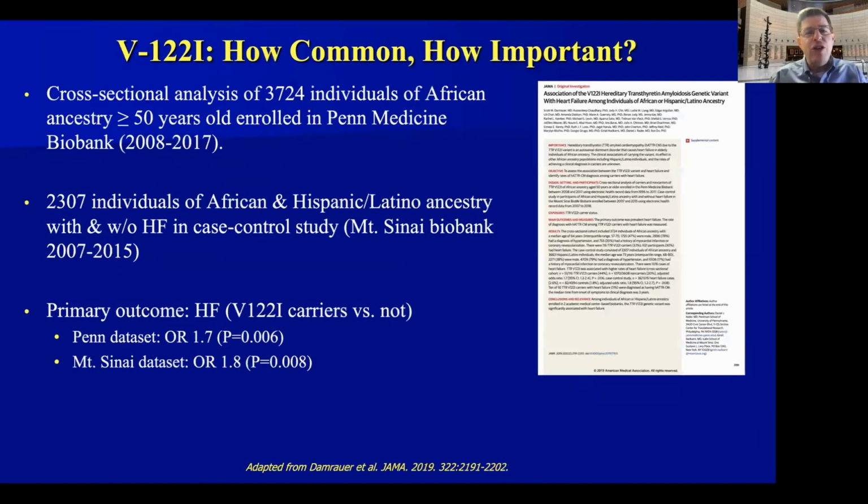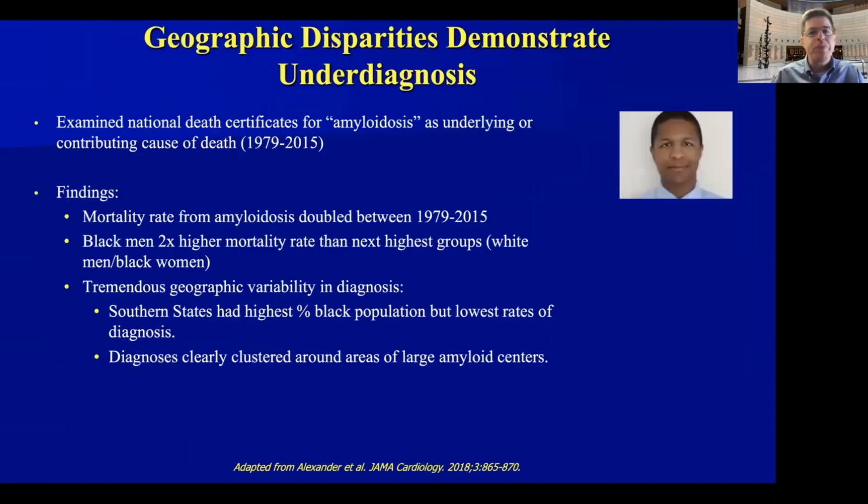Here's another study looking at a different database from Penn Medicine, and you see that in this study, there was an odds ratio of 1.7 of having heart failure, or in a similar data set for Mount Sinai, 1.8. Once again, there is no plausible mechanism for V122I to be causing higher rates of heart failure other than by ATTR amyloid cardiomyopathy. With no doubt, most of these patients are undiagnosed.